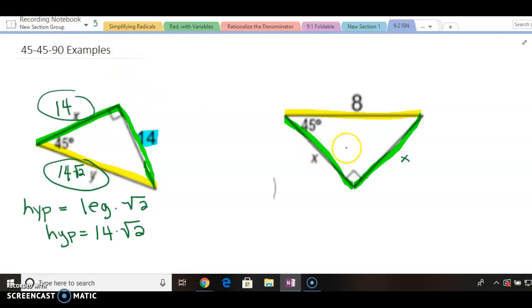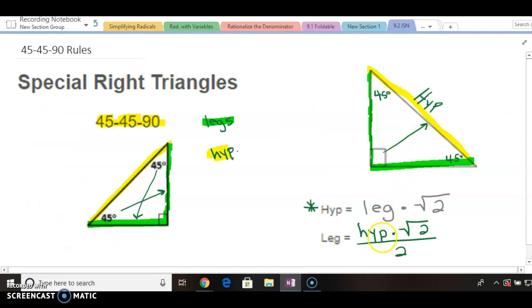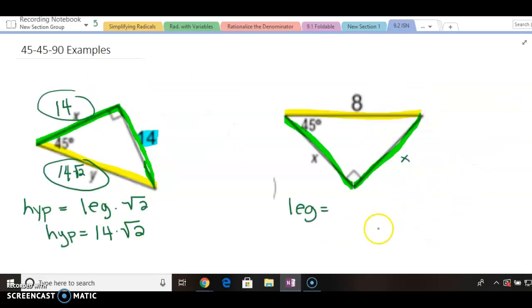All right, let's look over here. Here I have my hypotenuse, and I want to find my leg. Okay, so I'm going to look up the formula. So my leg, if I go back and look up the formula, my leg is the hypotenuse times square root of 2 over 2. Okay, so my leg is my hypotenuse times square root of 2 divided by 2. That came straight from this formula right here.